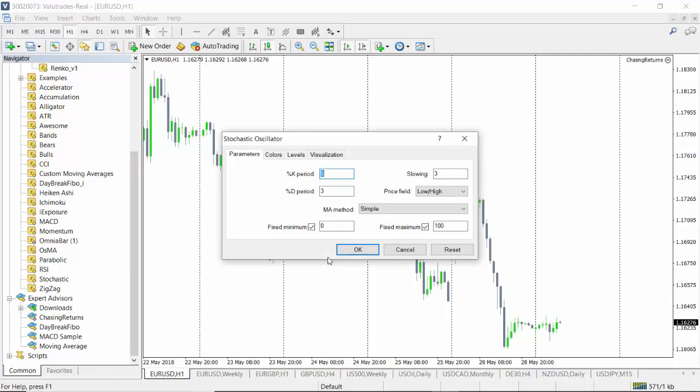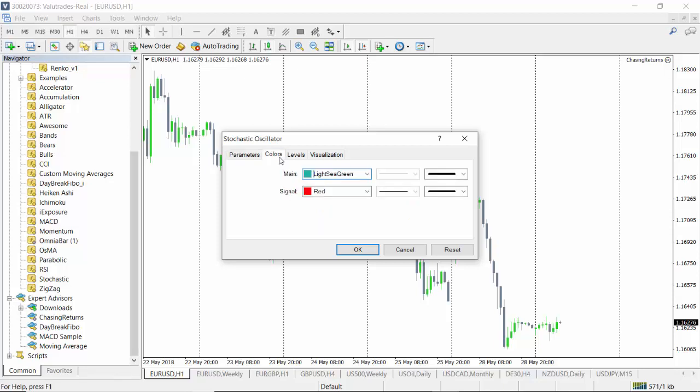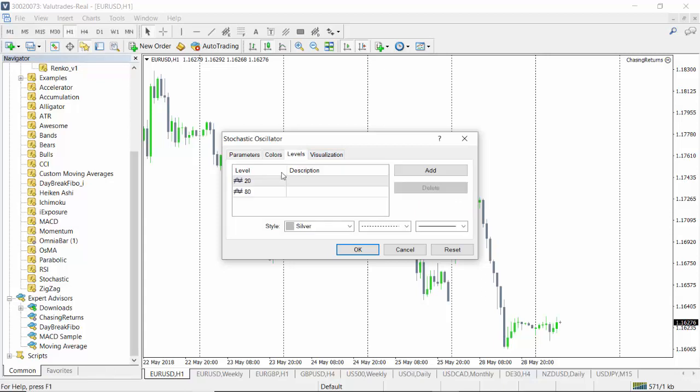So first of all, you see there's a percentage K and a percentage D period, and we'll talk about that in a moment. I set it to 5 and 3. And also to make it easier for you guys to see the lines, I've made the lines much thicker and put in this light sea green and red. And we also have set the boundaries. I've set them to 20 and 80, but if you want to change any of that or add a description, you can do that here.